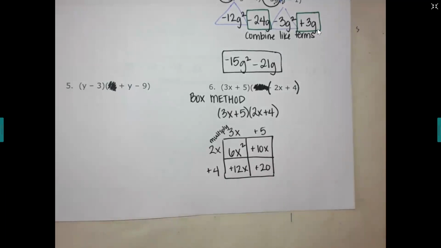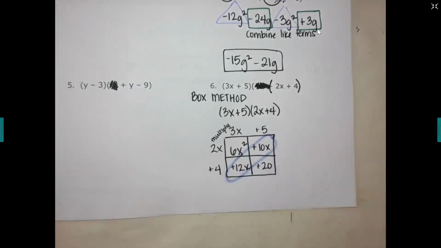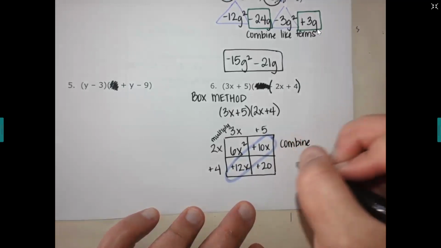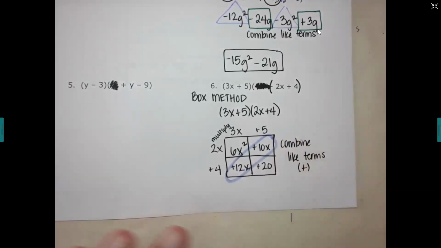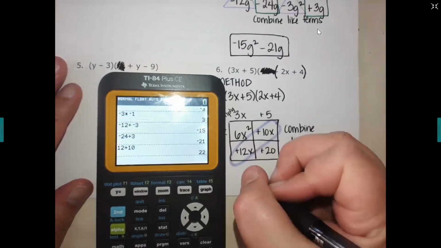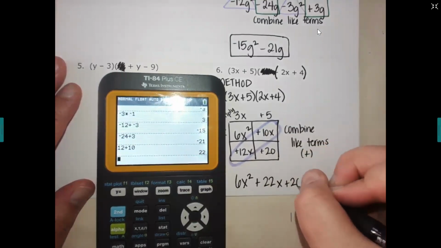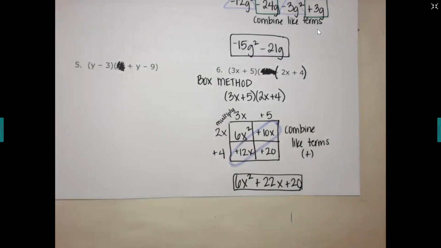Then remember from there, your diagonal should end up with like terms. So I have a 10x and a 12x. Those can be combined. So I'm going to now combine like terms. And remember, combining like terms is adding. That's a plus sign right there. So in the calculator, I'm going to do 12 plus 10. That gives me 22x. So I have my 6x squared from the front, my 22x that I just combined, plus my 20. Just like that, the first page is done. Go ahead and turn the page when you're ready.